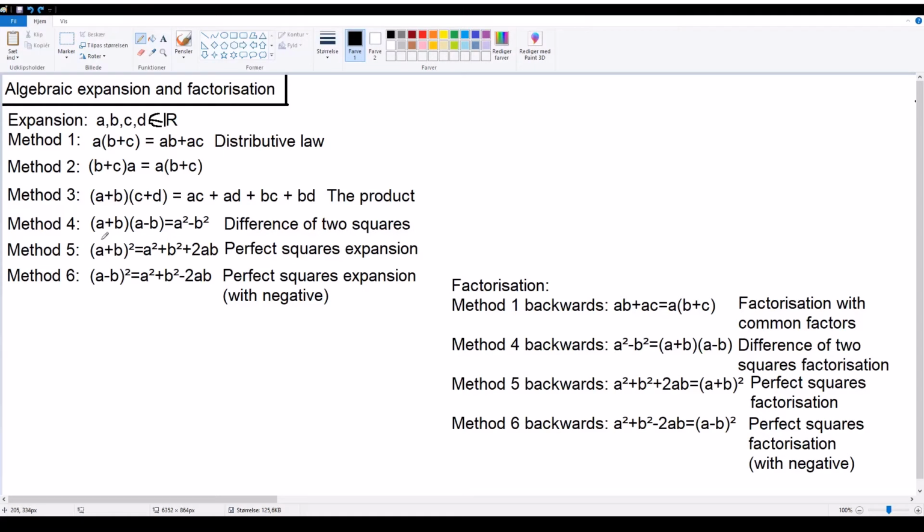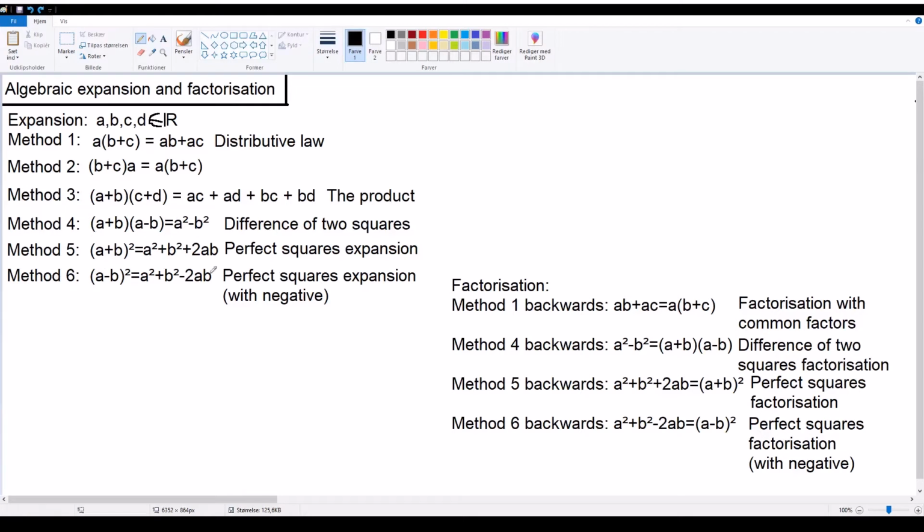Method 4 is the difference of two squares. What you do here is you multiply A by A, which gets you the A squared, A by negative B, which gives you a negative AB, B by A, which gives you a positive AB, which cancels out with the negative AB, so this is why it's not here, and a positive B times negative B, which equals a negative B squared, because you're multiplying a positive with a negative, and this is why you get this result.